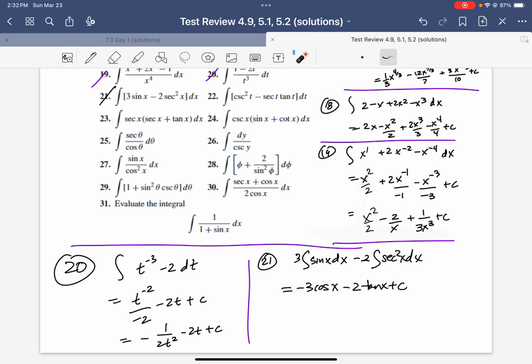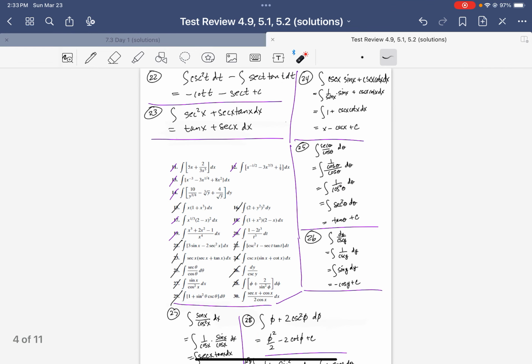For 21, we're now getting the trig ones. If I have this, first the integral of a difference is the difference of two integrals, and you can pull out the constants. So then the antiderivative of sine is negative cosine. The antiderivative of secant squared is tangent. Don't forget your plus c.